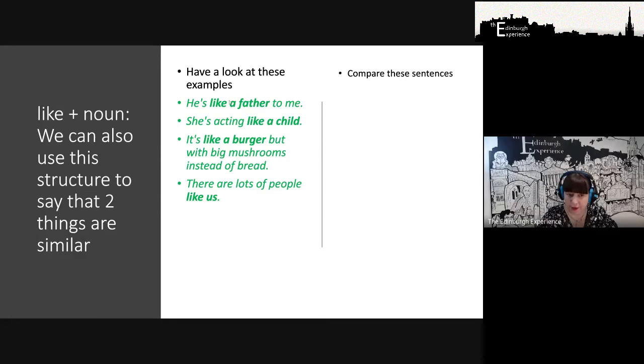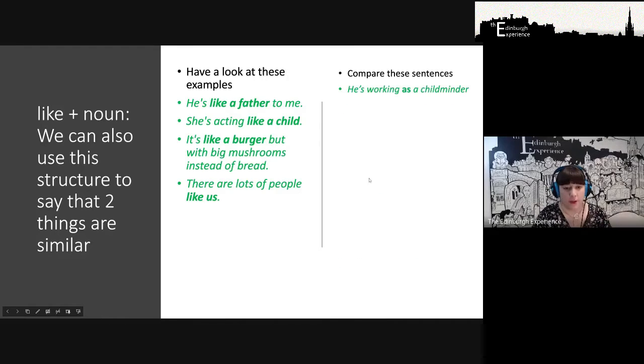But it's a little bit different because in these examples, if I say he's like a father to me, is he my father? No. Okay. She's acting like a child. Is she a child? No. And it's like a burger, but is it a burger? No. Okay. So in these examples here, I'm making a comparison of similarity, but it's not like the examples we saw before where I'm talking about something that is equal. Okay. So if I say it's as big as this car, that's to say it's an equal size, right? So we've got a slightly different function of how we're making these comparisons.